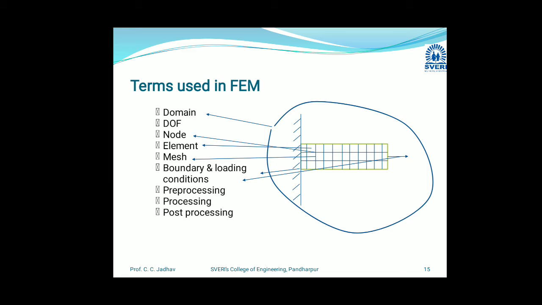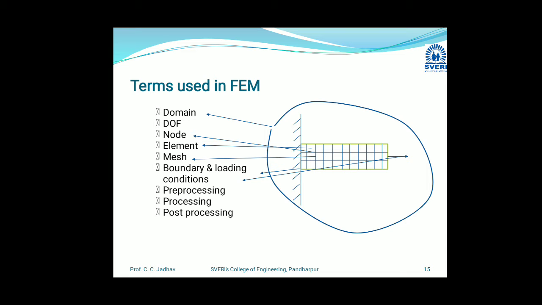So the first term is domain. Domain means your whole area, whatever we are going to consider as your problem, is called the domain. So the structure or body which is to be analyzed is called the domain. Now you can see the whole circle; whatever is in between that circle is your domain area for the finite element method. The structure or body to be analyzed is called the domain.